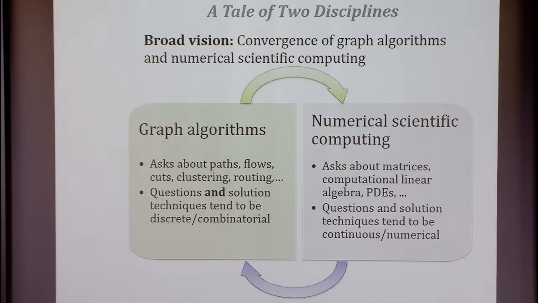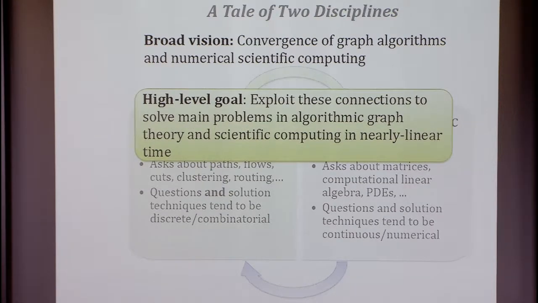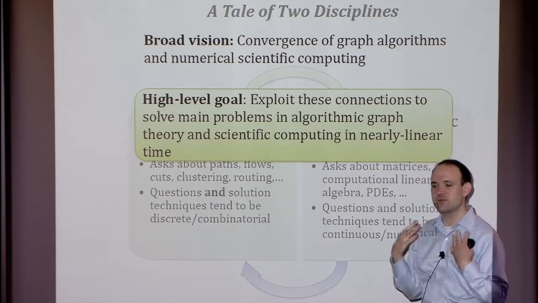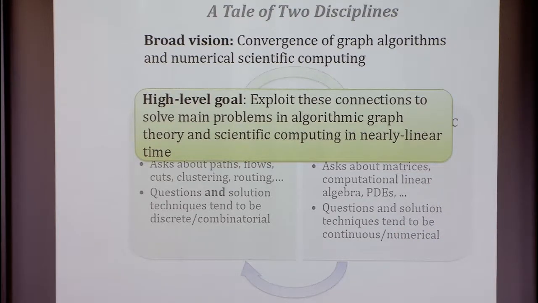I guess it's good to start public recorded lectures by making overly aggressive assertions. So my broad vision here is that there should be a convergence of graph algorithms and numerical scientific computing, hopefully speeding up things on both sides. Where I think this will be in a small number of years, and what Alexander will talk more about tomorrow, is that I think these connections will hopefully eventually lead to a good chunk of the algorithmic problems on both sides being solvable in nearly linear time. So that's the aggressive high-level goal.